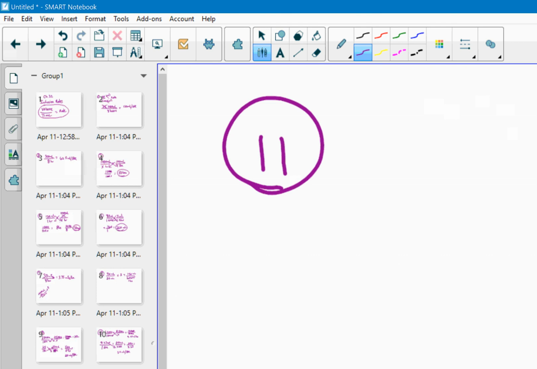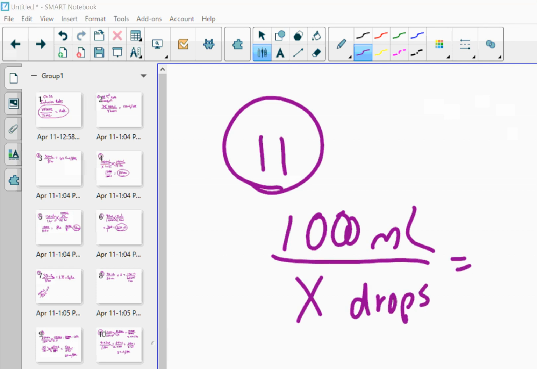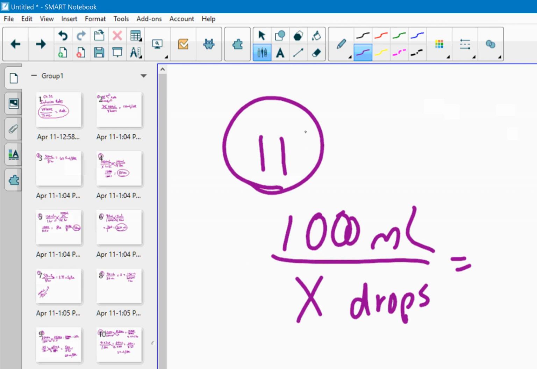So we know we have your 1,000 milliliters, and you have your 8 hours. So you have 1,000 milliliters. We're trying to find how many drops, so I'm going to put X drops. Okay, your drip factor is going to be 15 drops per milliliter. So you have 1 milliliter and 15 drops.